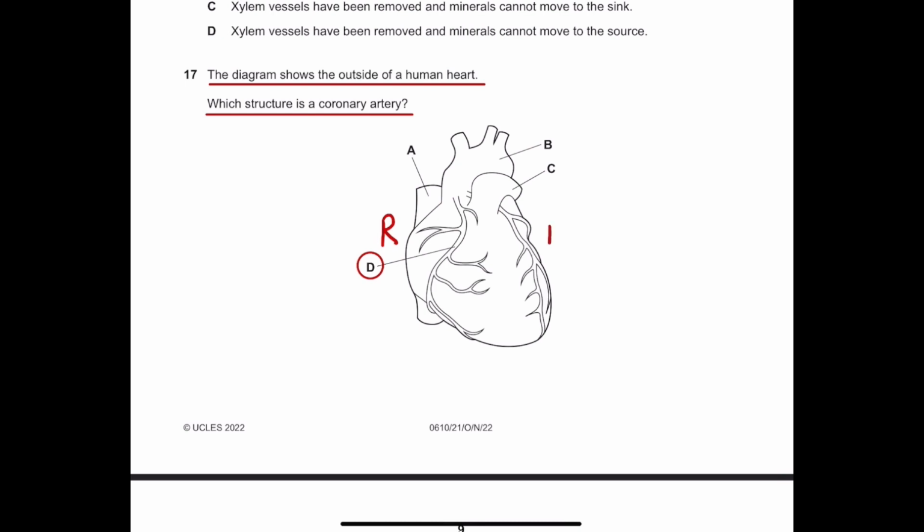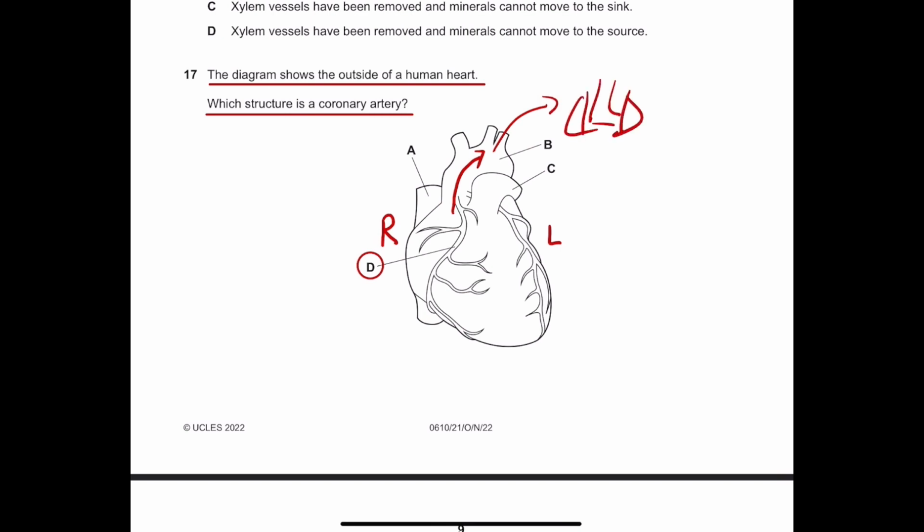So, when we look at the diagram, the left side is actually the right side of the heart, and the right side is actually the left side of the heart. So, this big artery is on the right side, so that means it's going to send out the blood to the lungs.